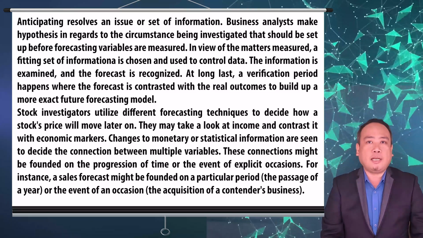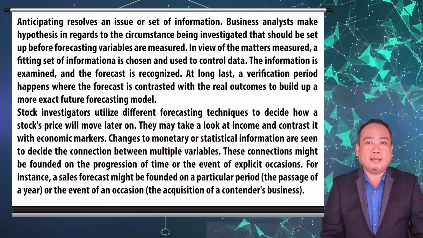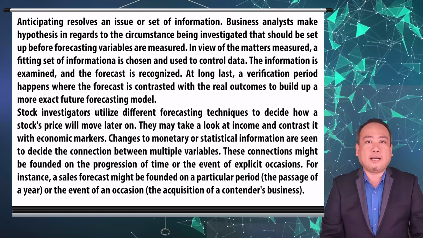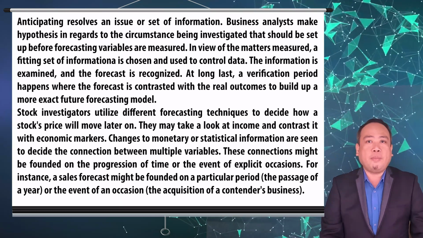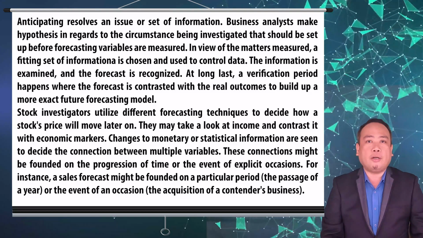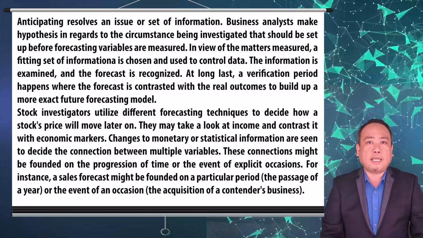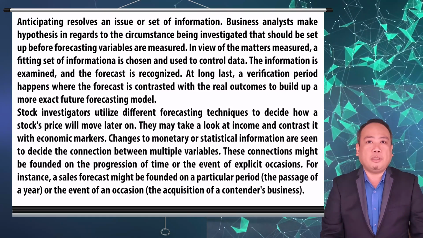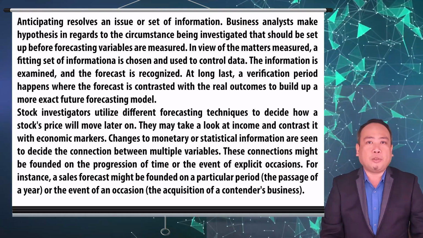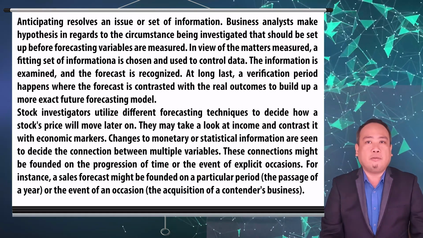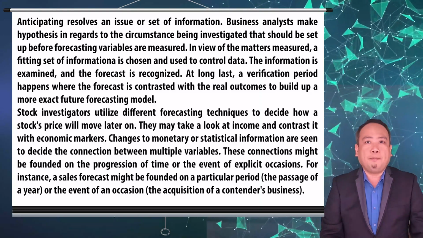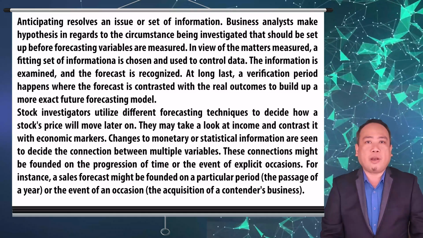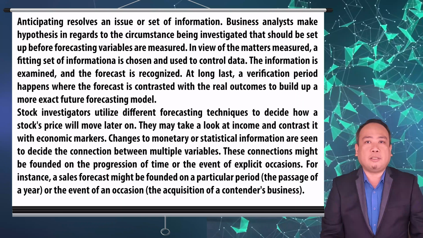Stock investigators utilize different forecasting techniques to decide how a stock's price will move later on. They may take a look at income and contrast it with economic markers. Changes to monetary or statistical information are seen to decide the connection between the multiple variables. These connections might be founded on the progression of time or the event of explicit occasions. For instance, a sales forecast might be founded on a particular period, the passage of a year, or the event of an occasion, such as the acquisition of a contender's business.